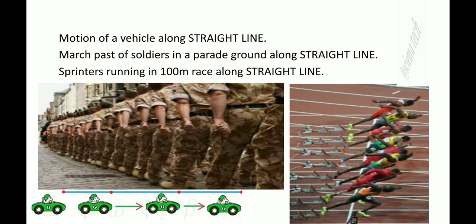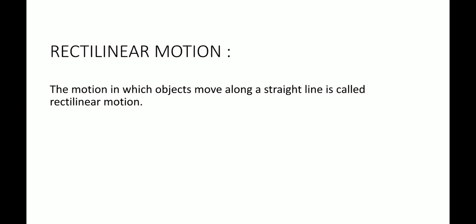Motion of a vehicle along a straight line. March past of soldiers in a parade ground along a straight line. Sprinters running in a 100-meter race along a straight line. So what common thing do you find in all the motions? Yes, they all are moving along a straight line. So rectilinear motion is the motion in which objects move along a straight line, right? In which an object moves along a straight line.